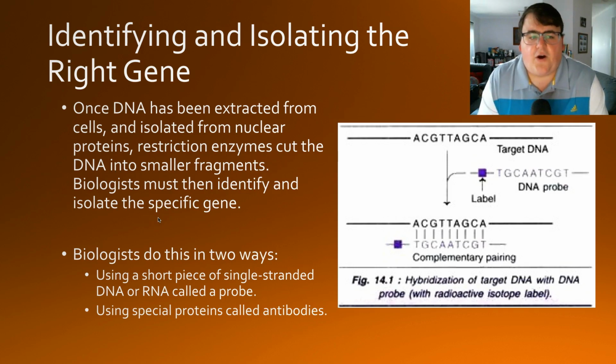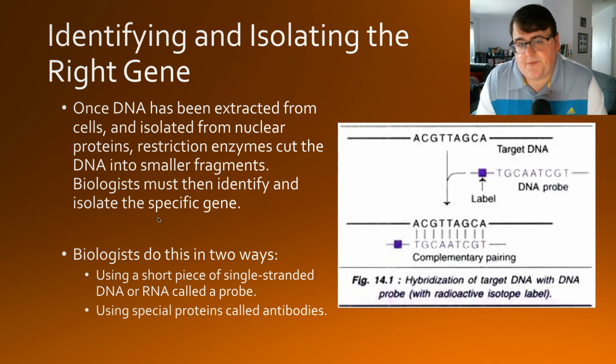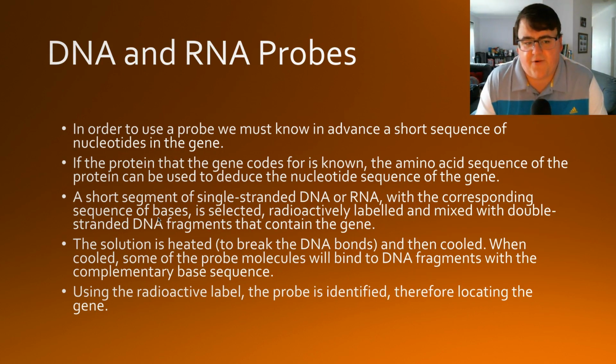So how do you identify and isolate the right gene? Once we've extracted the DNA from cells and isolated it away from nuclear proteins, restriction enzymes come in and cut it into smaller fragments. But you then have to find the exact right fragment that contains your specific gene. There are two different ways that this is done. The first is using a DNA or RNA probe, and the second is using the antibody method. We're going to look at both of those in detail now. So first, DNA and RNA probes.